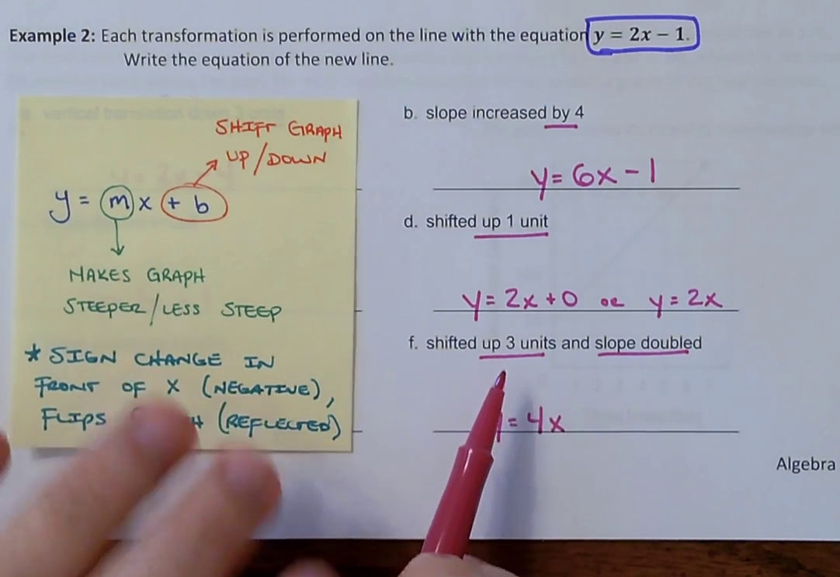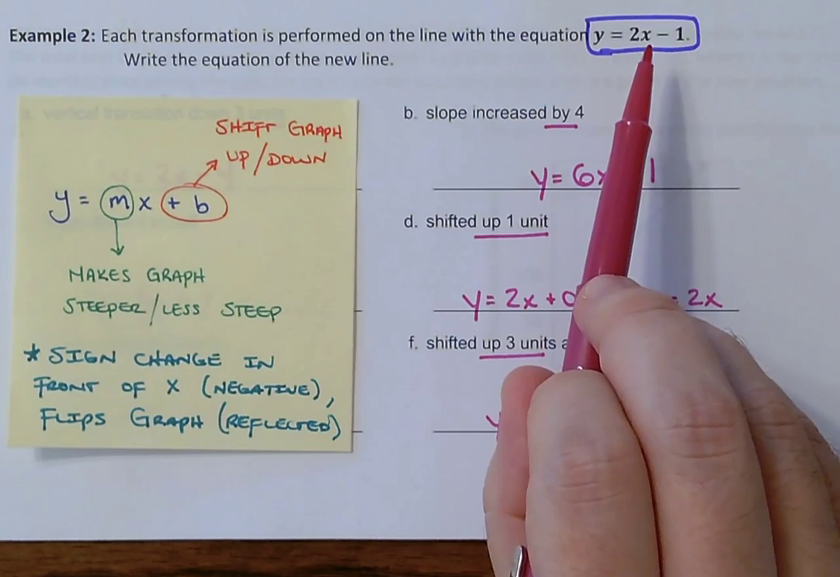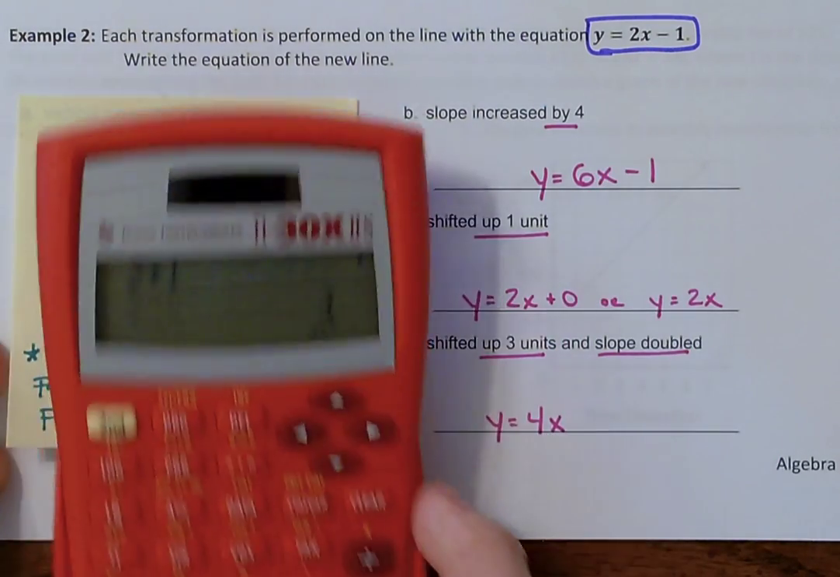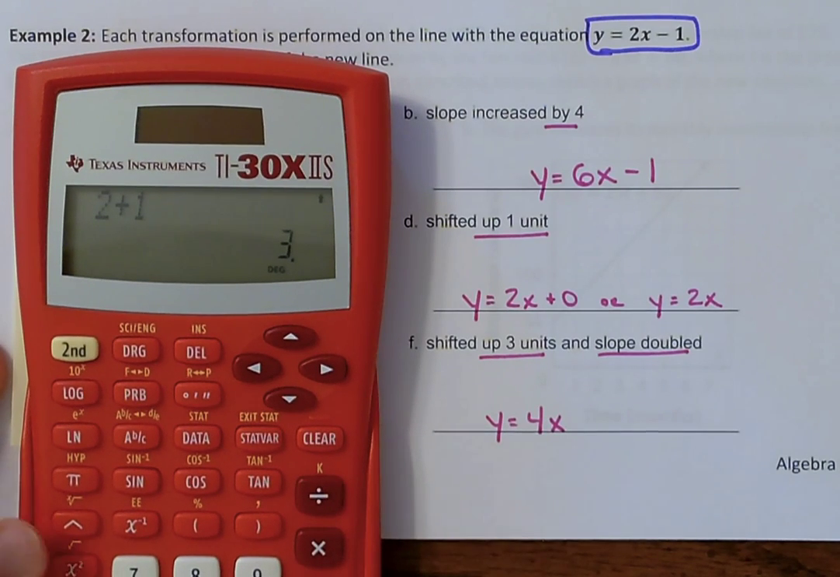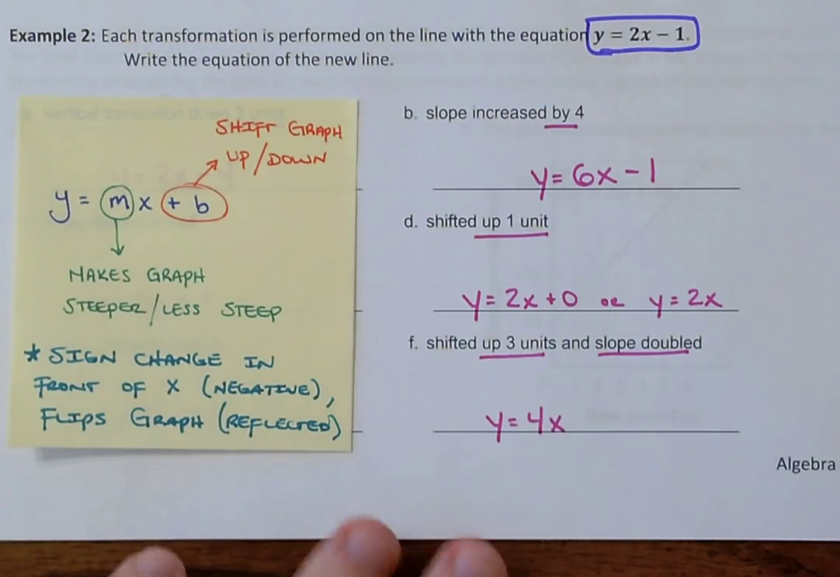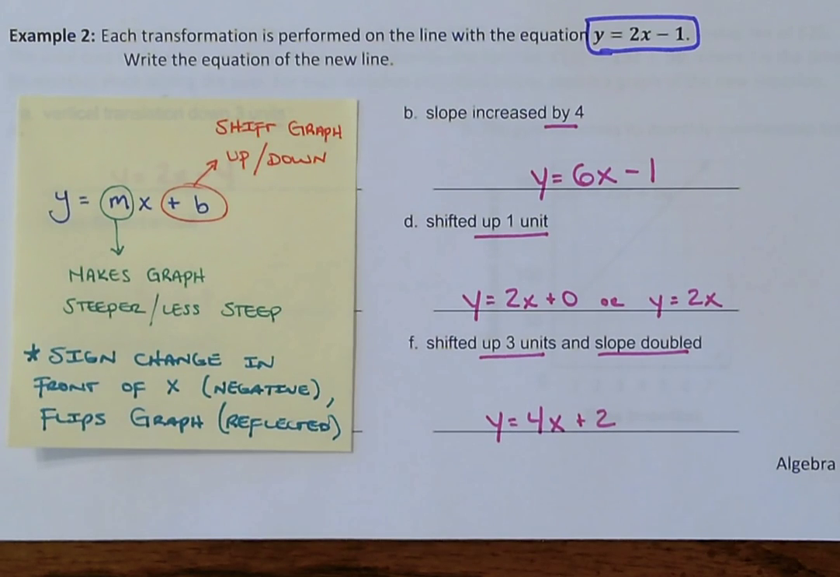And then shifting the graph up 3 units, we're going to take this negative 1, we're going to move it up 3. So that means we take negative 1, and we add 3, and we get 2. So my new equation would be y equals 4x plus 2.